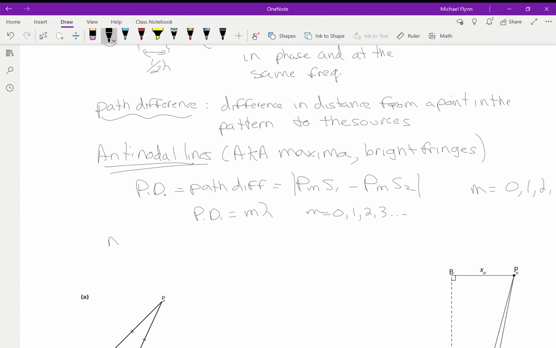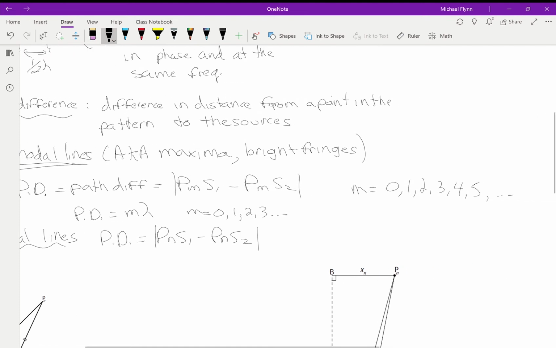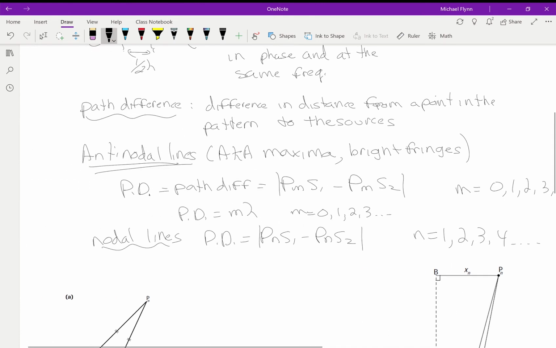nodal lines, you get path difference, which is equal to |PnS1 minus PnS2|. And again, we put these absolute value signs because that depends on which side of the center you're on. But for the nodes, n, we don't start at 0 because there's no 0 down the middle. So we start at 1, and so on. What we find is that the path difference for the nodes has to equal (n minus 1/2) times a wavelength.